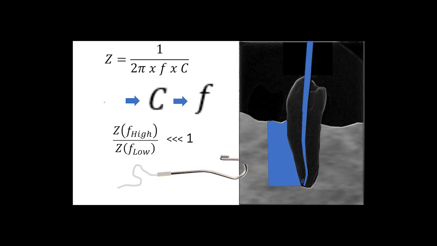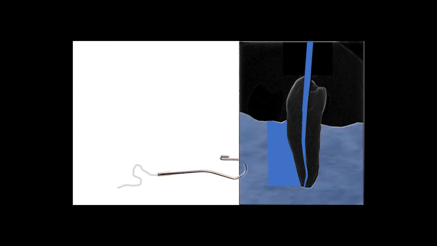Were we to take the file even further into the tissues, there would be no capacitor, and instead we would be looking at a simple function of electrical resistance.